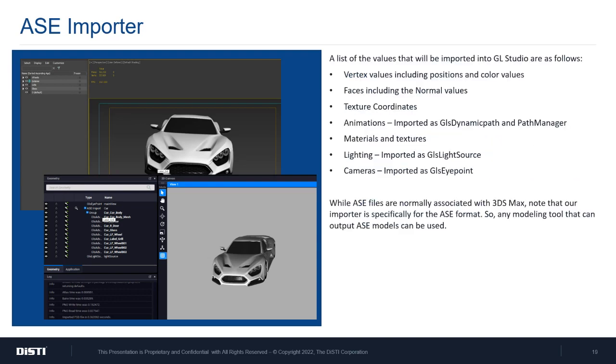Now, some of the values that are going to be imported, or could be imported, by GL Studio. The vertex values, so that's going to be position, color values, things like that for the mesh. Face values, so that's going to be the normal values for the model. GL Studio can generate its own, but if you do have normal values for your faces, I would suggest using those. The texture coordinates are going to be key if you have any textures on your models. Animations in your model will actually be imported into GL Studio. They'll be imported as dynamic path and path manager objects, apologies. Your materials and textures will be imported. Lights will be imported as light sources, and cameras will be imported as eye points.